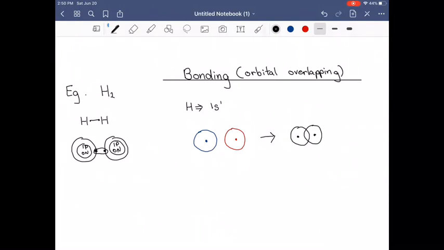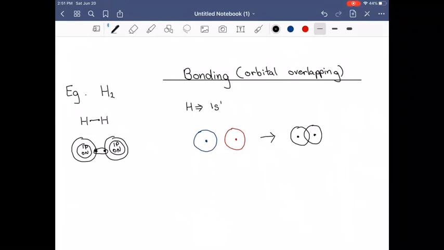That is something that I need you to start thinking about now, because we no longer want to talk about a line between two Lewis diagrams. We want to talk about the blending, the overlapping of orbitals. That is how we illustrate a bond.